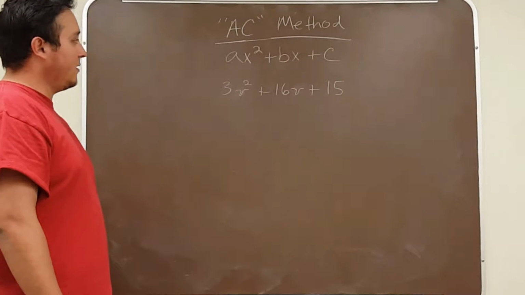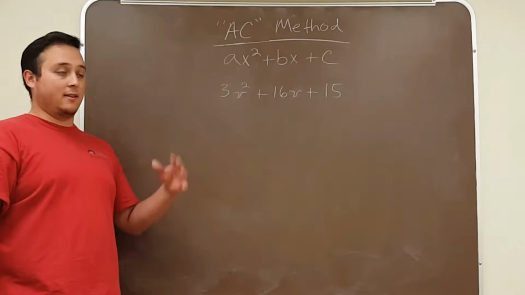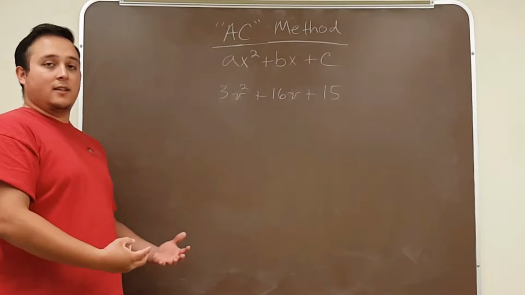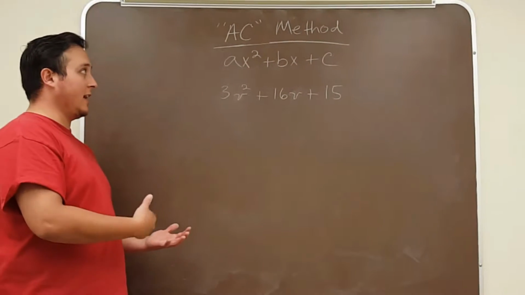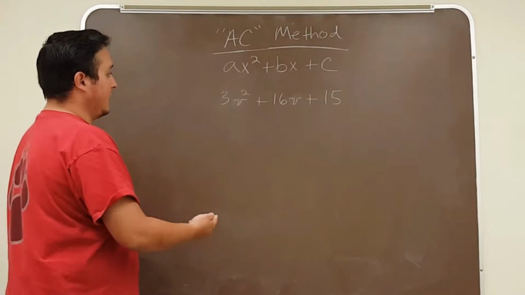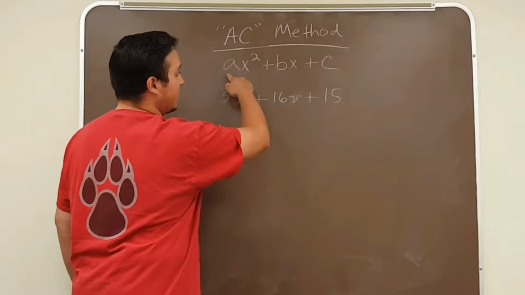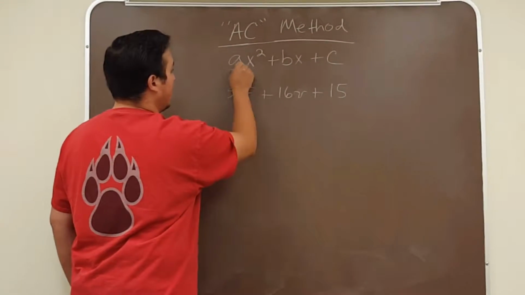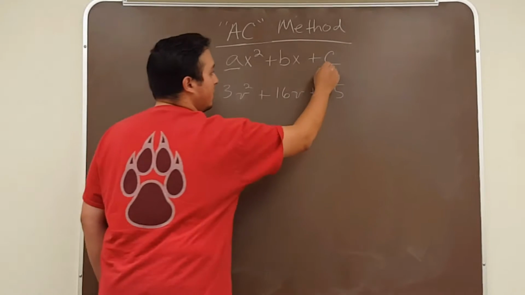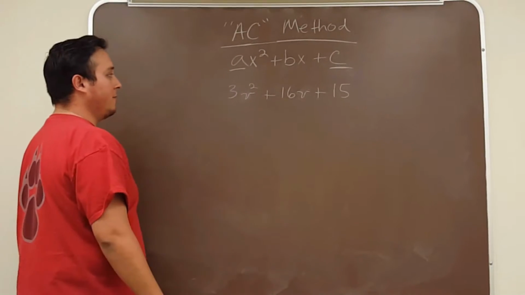So our next method to factoring is the AC method. The AC method, it's in the title. You're going to take A and C. And in this case, it's in the form ax squared plus bx plus c. When I refer to the A term, that's this number here. When I refer to the C term, that's that number there.